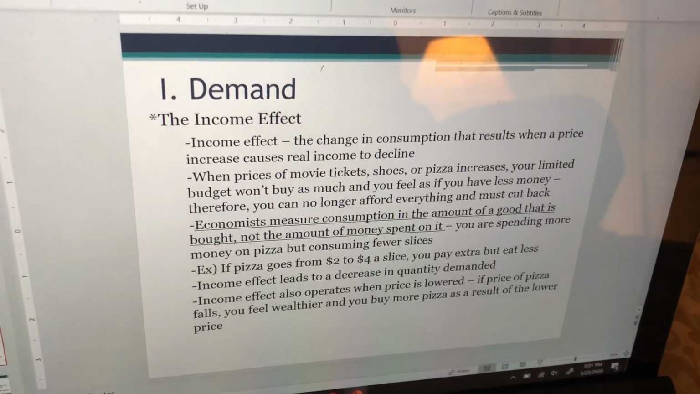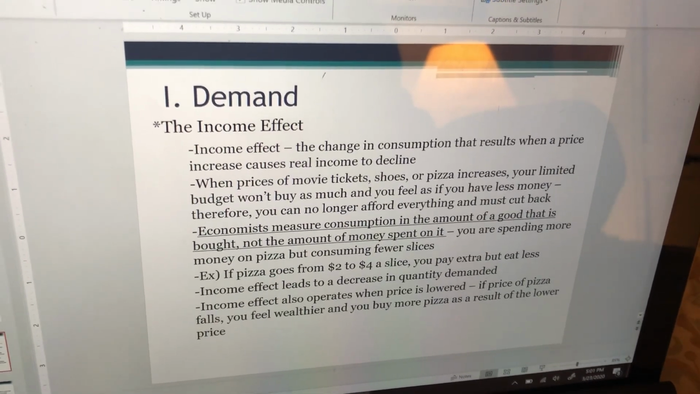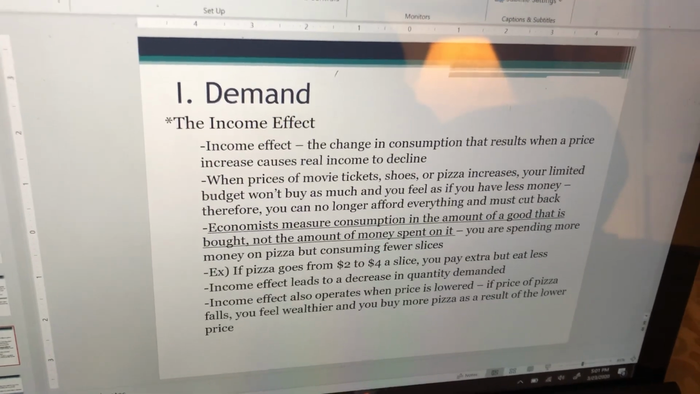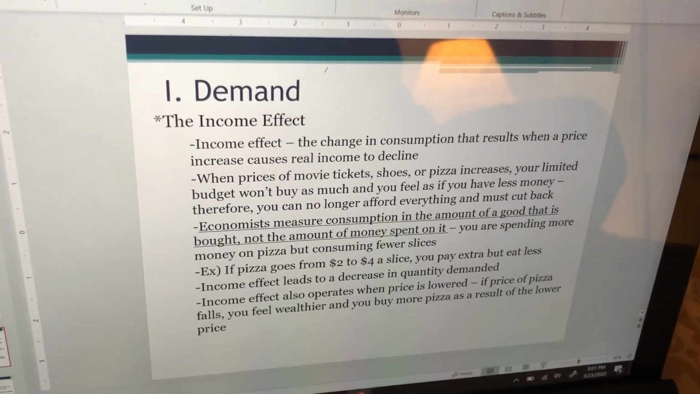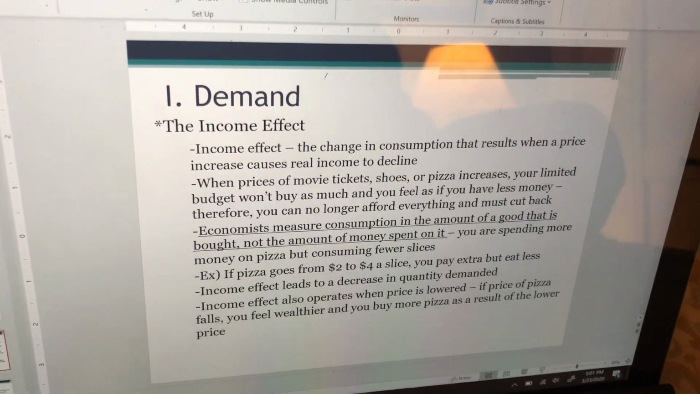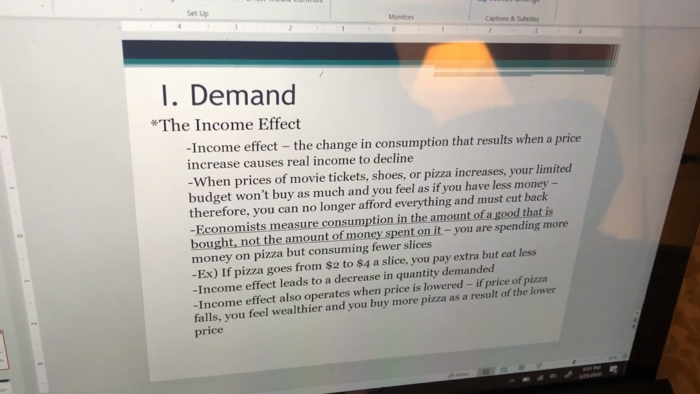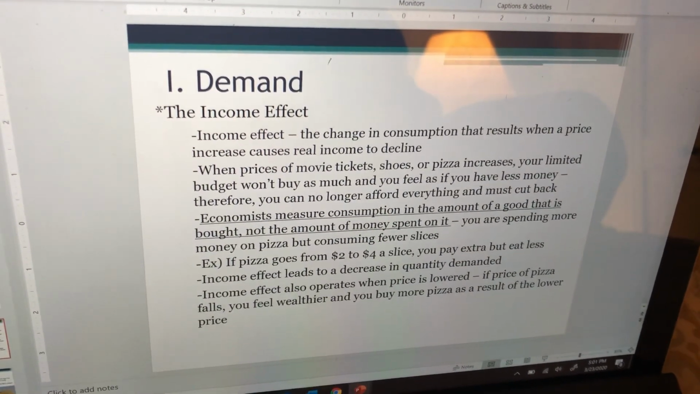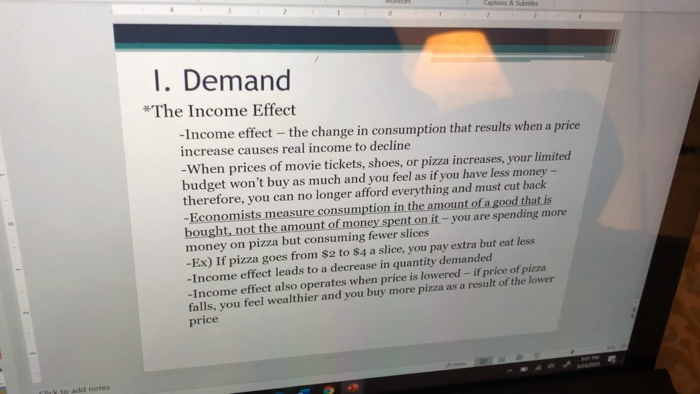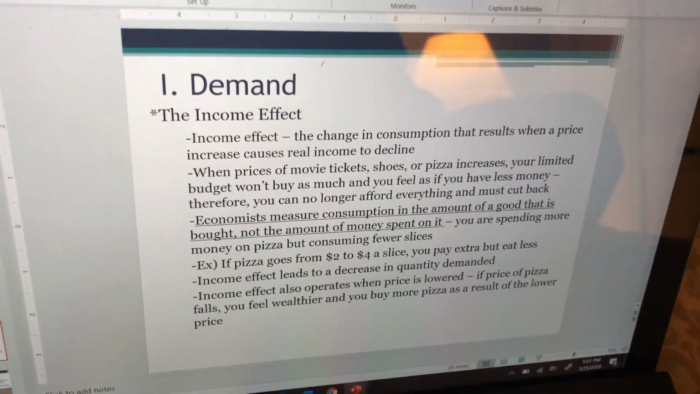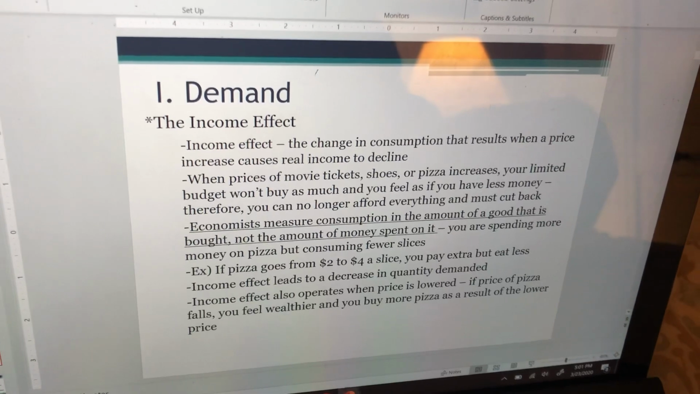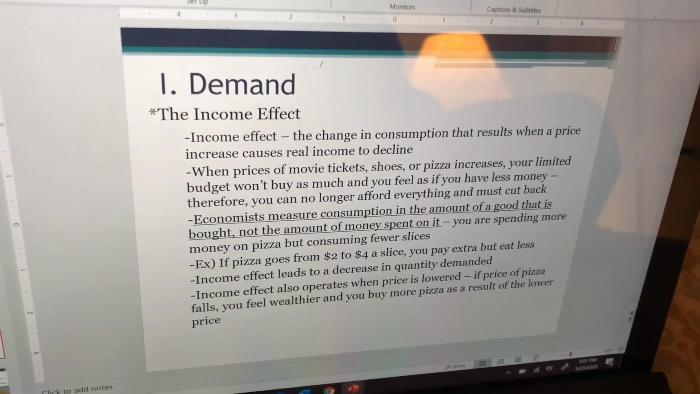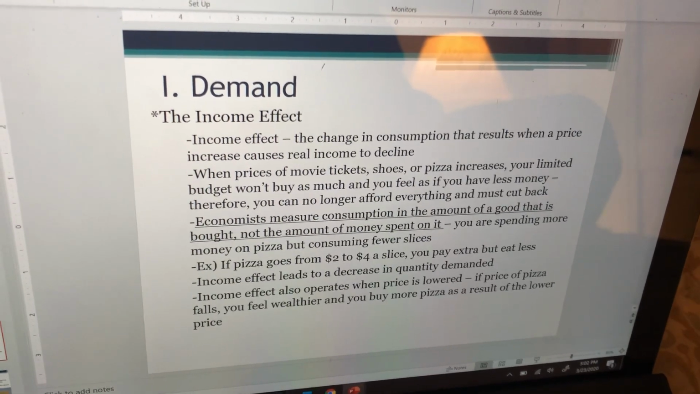That's simply the change in consumption that results when a price increase causes real income to decline. Okay? This one's a little trickier to understand, but basically, say you make $200 a week at your after school job, and all of a sudden the price of movie tickets or shoes or pizza increases, right? Those are usually activities you partake in on a weekly basis with your salary. That $200 isn't going to go as far.